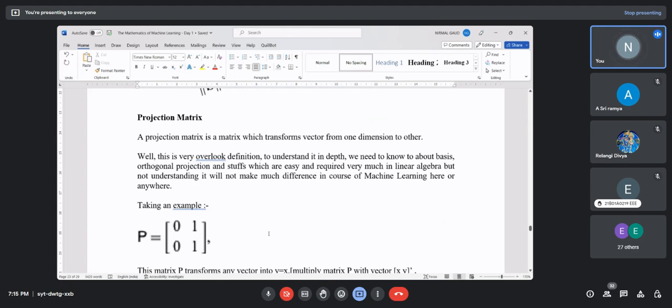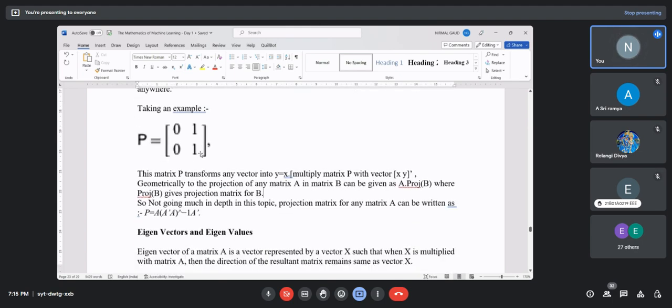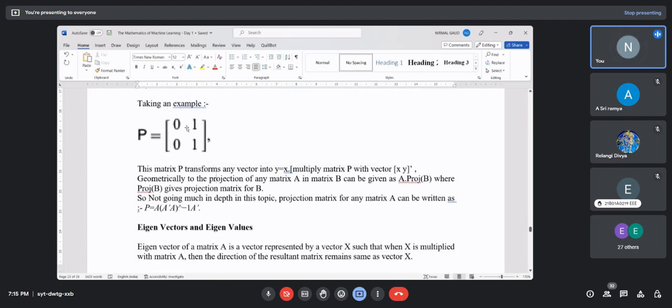Okay, and if I do take an example P here, and if I need to transform any vector into y equal to x, that means multiply P with the vector x and y. So this is a matrix, and I need to perform any transformation on any other matrix. I need to multiply this matrix with that particular matrix. It's a simple concept.